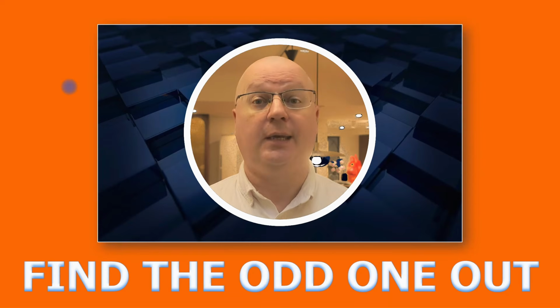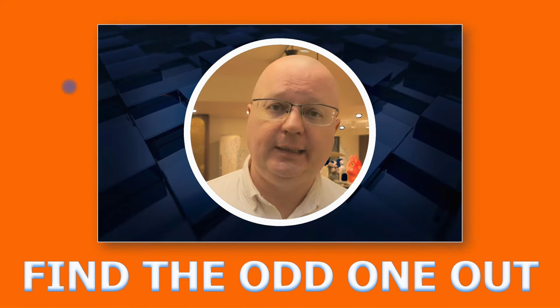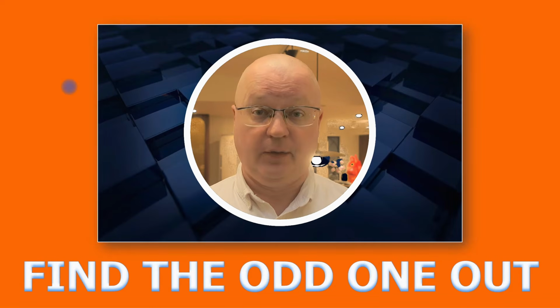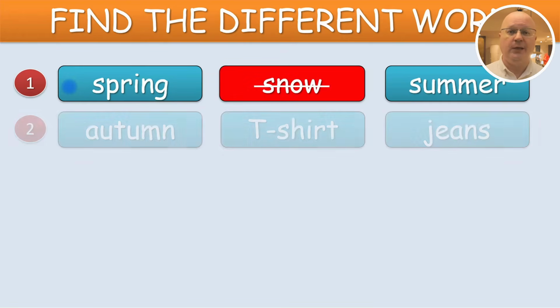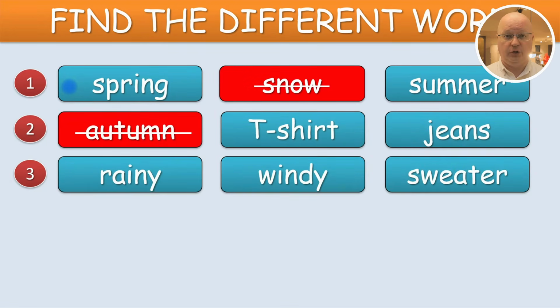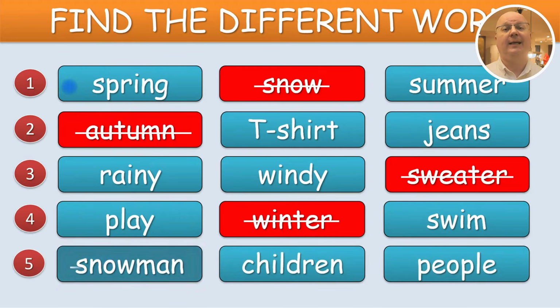Next is a simple game, find the odd one out. I play it in pairs, but you can play it with the whole class as well. Here's what I do. I ask two students to stand up, one from each team, and show them the first three words. Which one is different? The first student who says snow gets a point for their team.